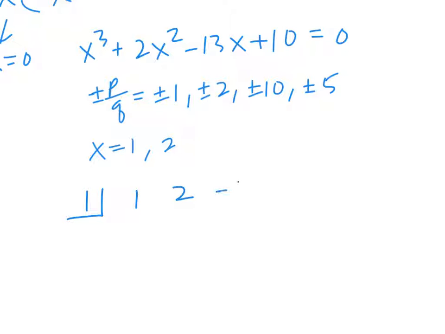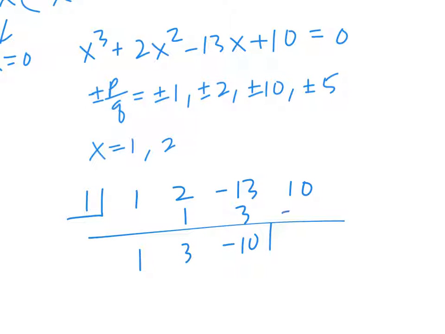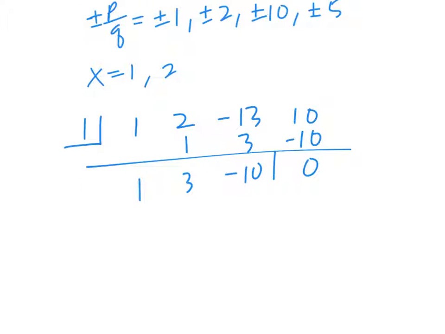1, 2, negative 13, 10. 1, so 1, 1, 1. 3, 3, negative 10, negative 10, 0. All right, once you get to this place, since someone else also said 2 works, here's what you do. You don't go back to the beginning and divide out a 2. You just start from here. Because if you go back to the beginning, it's like, okay, well, that works, but I still had to go back to a quadratic. So you just start with where you left off and then continue.